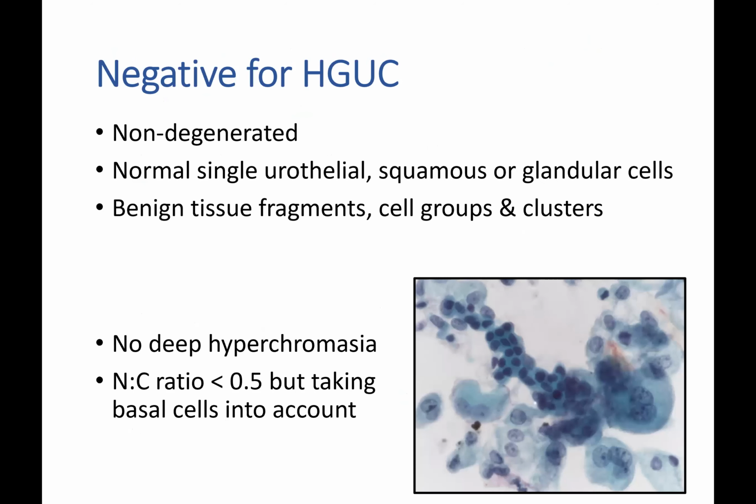So negative for high-grade urothelial carcinoma is a situation where you have non-degenerated urothelial cells. They're often single urothelial cells or squamous cells and glandular cells. You can also have benign tissue fragments, cell groups and clusters, but the cells present show no deep hyperchromatic nuclei, and the nuclear to cytoplasmic ratio should be less than 0.5, although basal cells do have a relatively higher nuclear to cytoplasmic ratio.